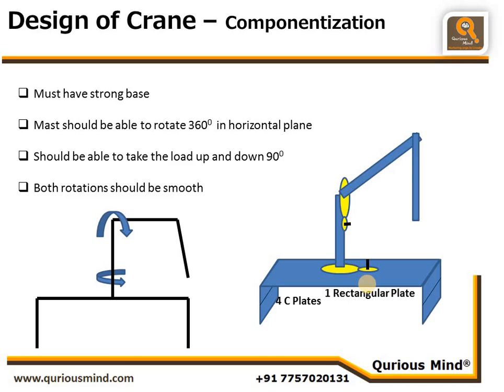We have used 4 C plates, 2 on each side, and 1 rectangular plate to form the base. Then we have used 1 L plate for our mast and 2 DC motors to drive 2 motions. We are using a combination of small gear and big gear for both the mast as well as the assembly which takes the load up and down, so that the motions are smooth. And we are using 2 single bars to create the assembly which takes the load up and down. And of course, we need lots of nuts and bolts. So that's our design for the crane.